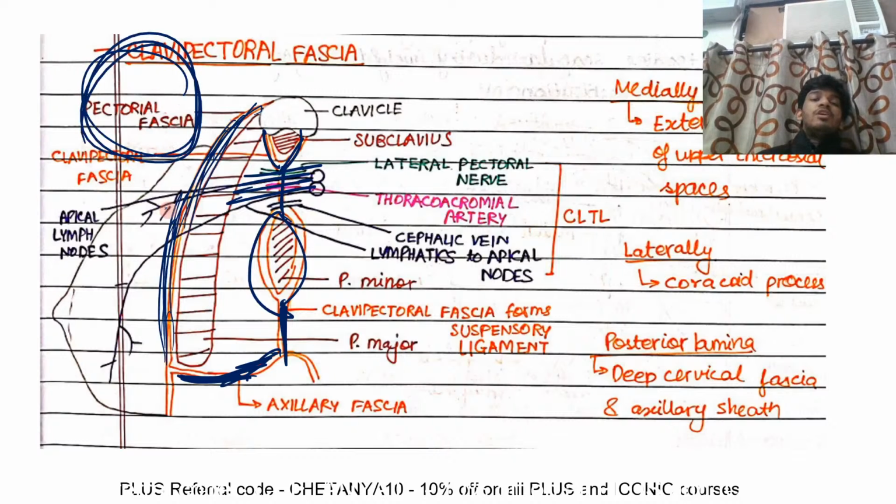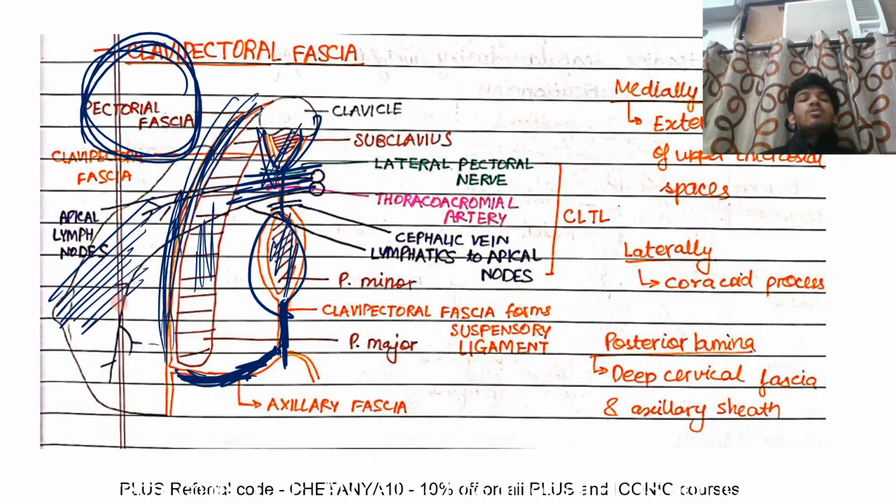This is known as the pectoral fascia. The clavipectoral fascia, this is the pectoral fascia, this is the P major, this is the P minor, this is the subclavius, this is the axillary fascia, this is the suspensory ligament formed by the clavipectoral fascia, and this is the breast present in front of the pectoral fascia.